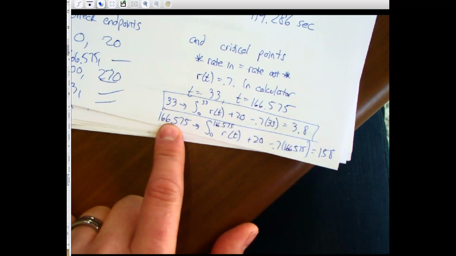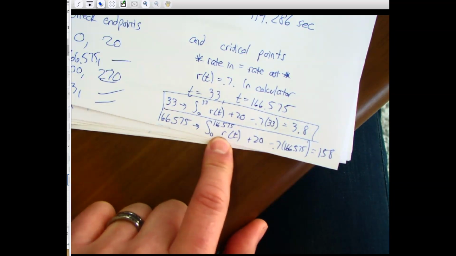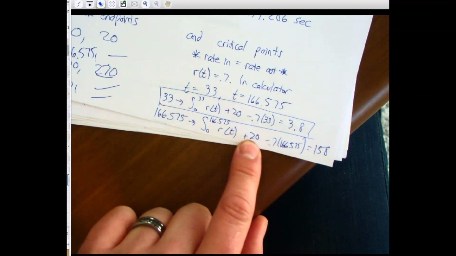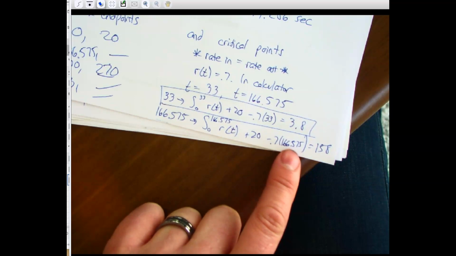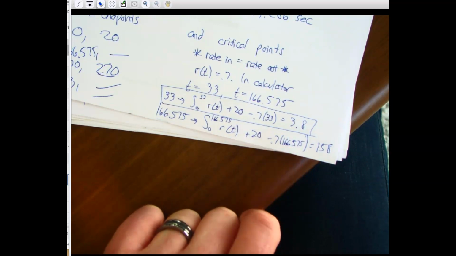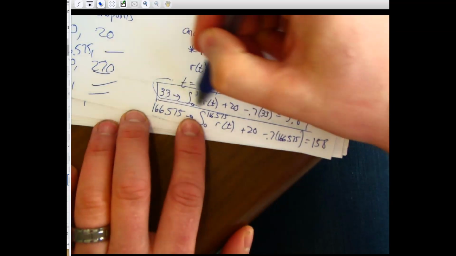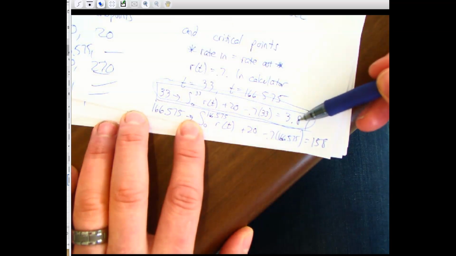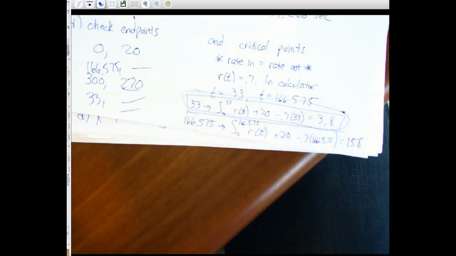Same thing with this 166.575. So we're going to integrate it to find out the amount of people that entered. We're going to add the 20 there that were there to start with, and then we're going to subtract 0.7 times 166.575. And the question asking is at what time is the number of people in line a minimum? And this is your answer, because 3.8 is the fewest people that there were in line in this whole scenario.